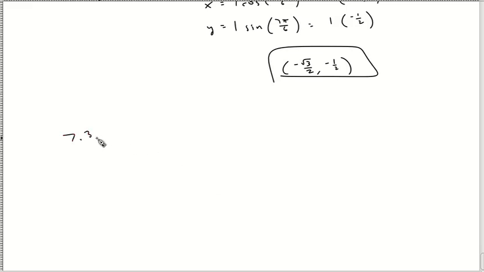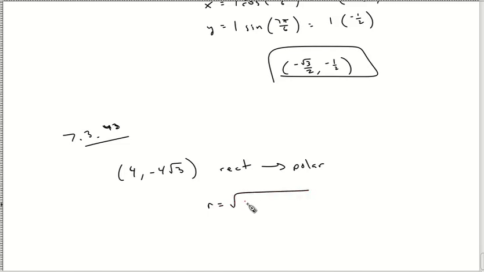Okay, the next one, 7.3.43. They say that this is in rectangular coordinates, 4, negative 4 square root of 3. And now we're wanting to go to polar. Well, guess what? There's formulas for that. So here we go. Formula time. My r is equal to the square root of x squared plus y squared. Pythagorean theorem, that kind of thing.